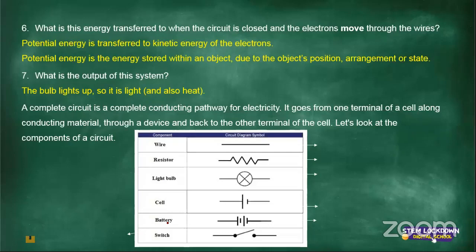Okay. Then your battery. Now the difference between a battery and a cell is that a cell is single and a battery is a combination of cells. Like you see here, there's 2. Okay, so a battery is a combination of cells. And then we have a switch. And here you can see the switch is open because you have one dot here and another dot here. You have a line, and the line shows you that the switch is open.